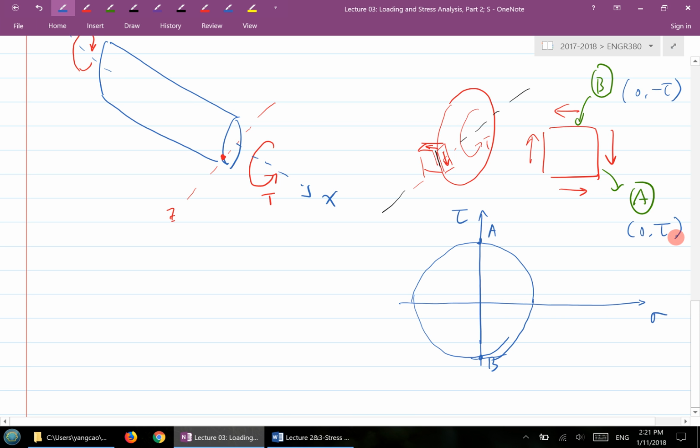The tau value here, what's the tau value? According to the first lecture, it is T times R over J, right? Because that's at the edge of the bar, that's your shear stress due to the torsion.